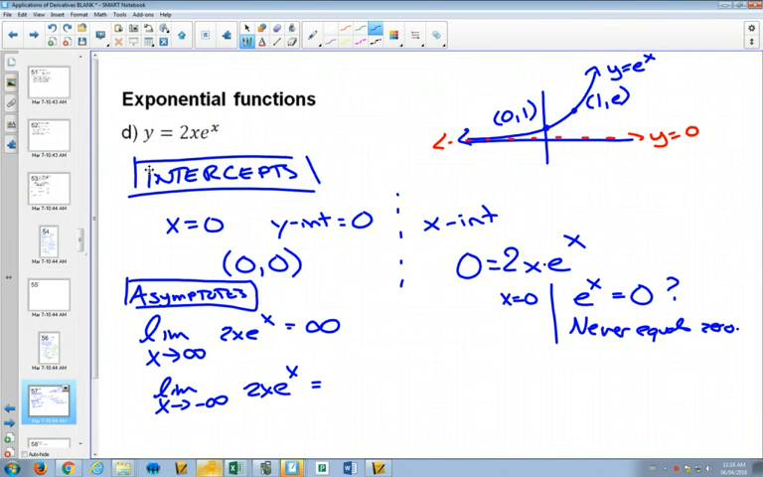What happens as x gets a really big negative number? 2x, I'm just going to put it in brackets underneath. Can you see that that's going to get to be a really, really big negative number? But what happens to e to the x as x goes to negative infinity? Look at your graph. As you go this way, what does it get close to? It gets close to 0.